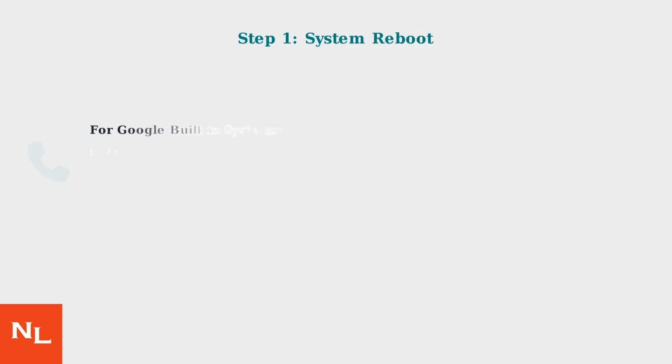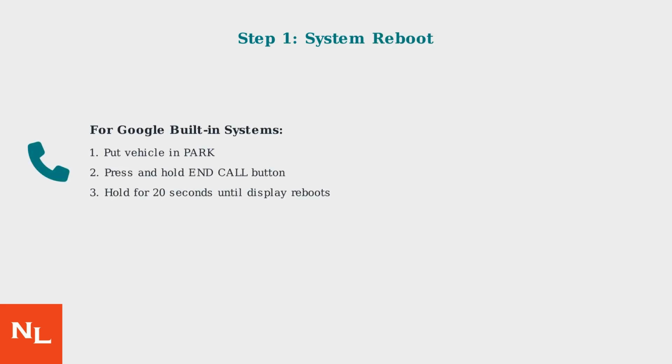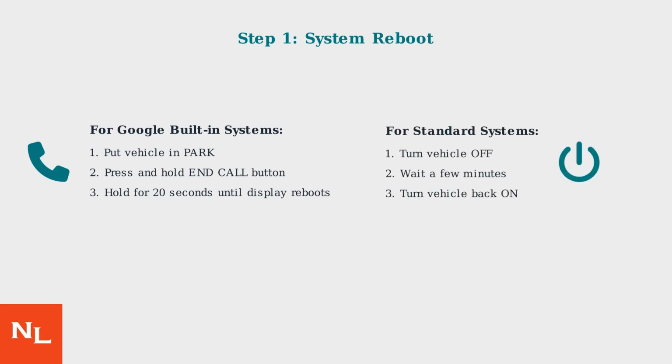Begin troubleshooting by performing a system reboot. For systems with Google built in, put the vehicle in park and press and hold the end call button on the steering wheel for about 20 seconds until the center display turns off and reboots. For systems without Google built in, turn the vehicle off, wait a few minutes, and then turn it back on.